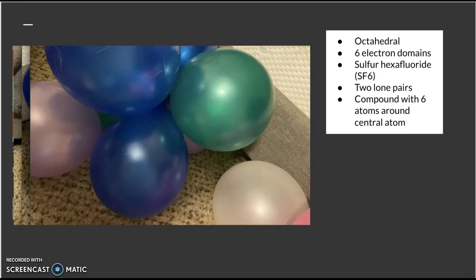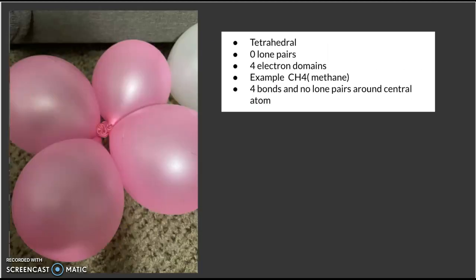Next is, let's go down, last one, tetrahedral. So it has 0 lone pairs, and it has 4 electron domains. As you can see, there are 4 balloons, thus 4 electron domains. I did tie all these balloons together just so they won't fly away or anything like that. But this is another easier one to remember.